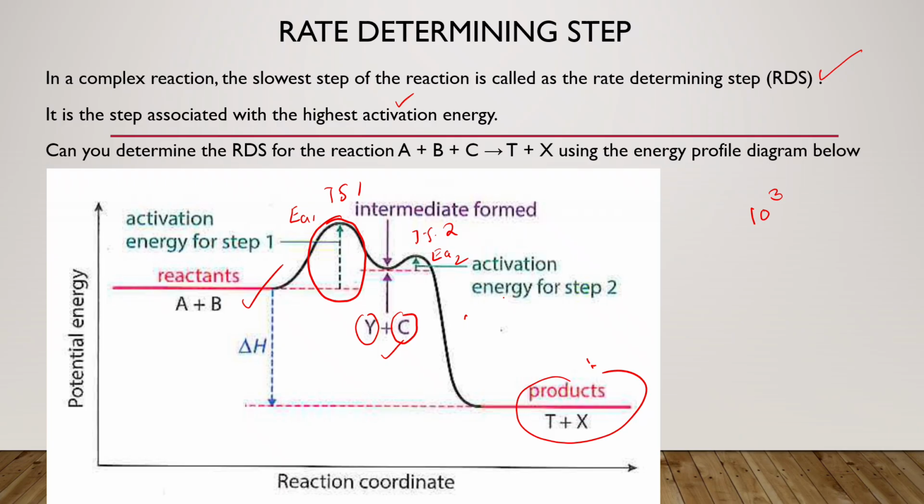All right. So if you guessed that the first step is the rate determining step, you are absolutely right. That's because this has a considerably higher activation energy than the second step. And as a result, this is a much slower step compared to the second step. So this is the rate determining step of this particular reaction.